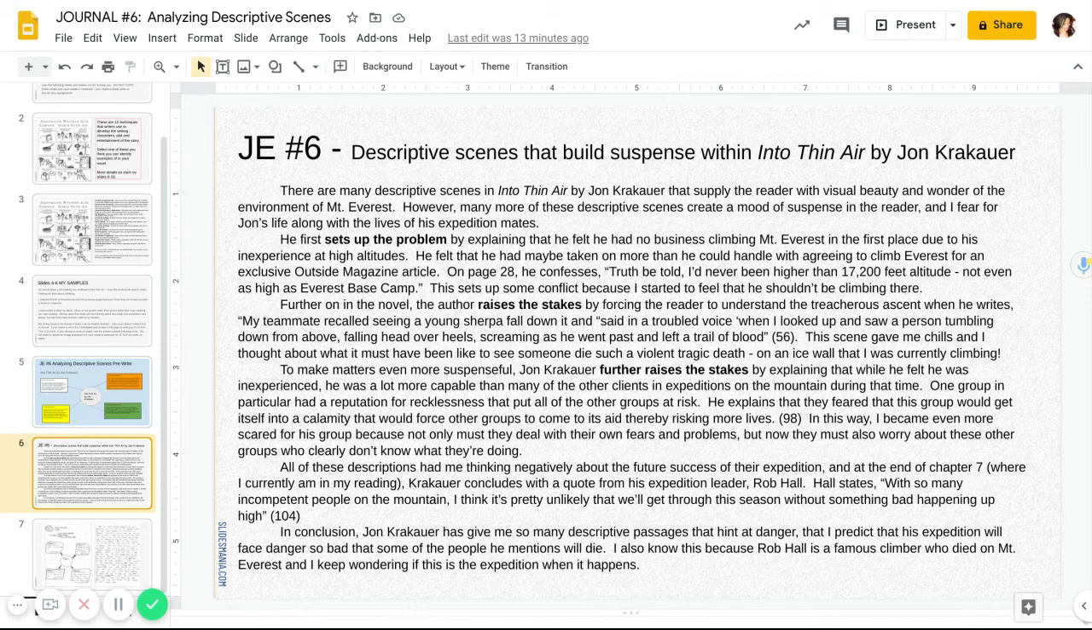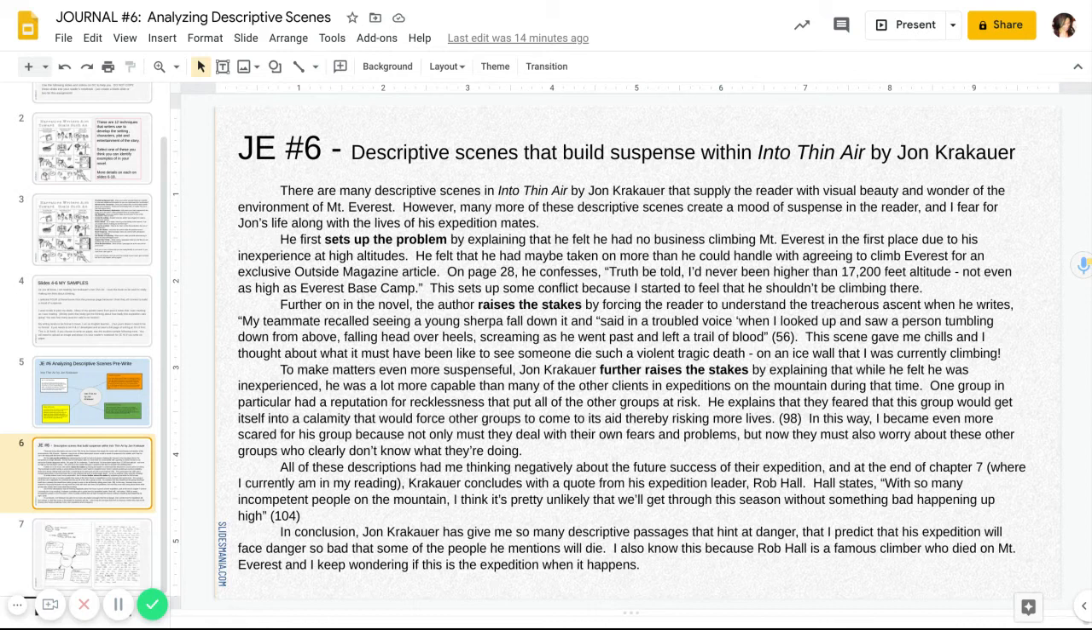Further on in the novel, the author raises the stakes by forcing the reader to understand the treacherous ascent when he writes, "My teammate recalled seeing a young Sherpa fall down it and said in a troubled voice, when I looked up and saw a person tumbling down from above, falling head over heels, screaming as he went past and left a trail of blood. This scene gave me chills, and I thought about what it must have been like to see someone die such a violent, tragic death on an ice wall that I was currently climbing."